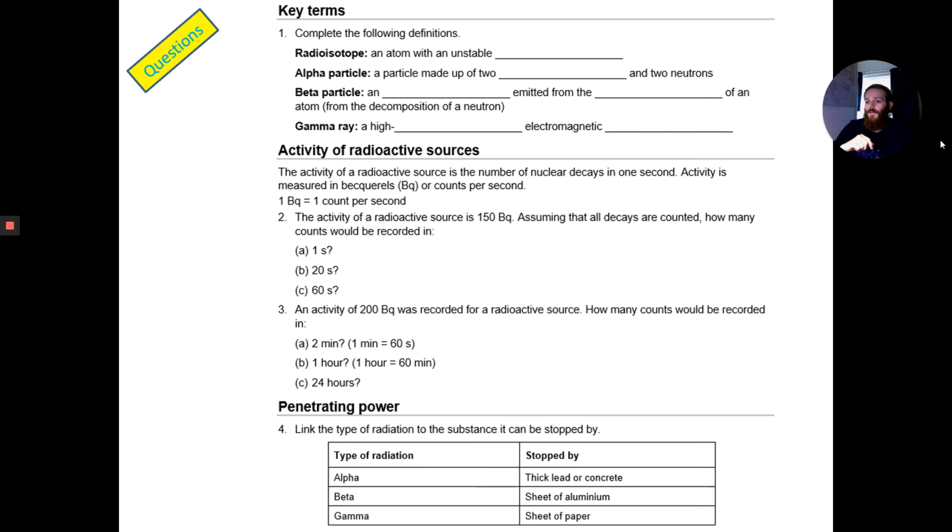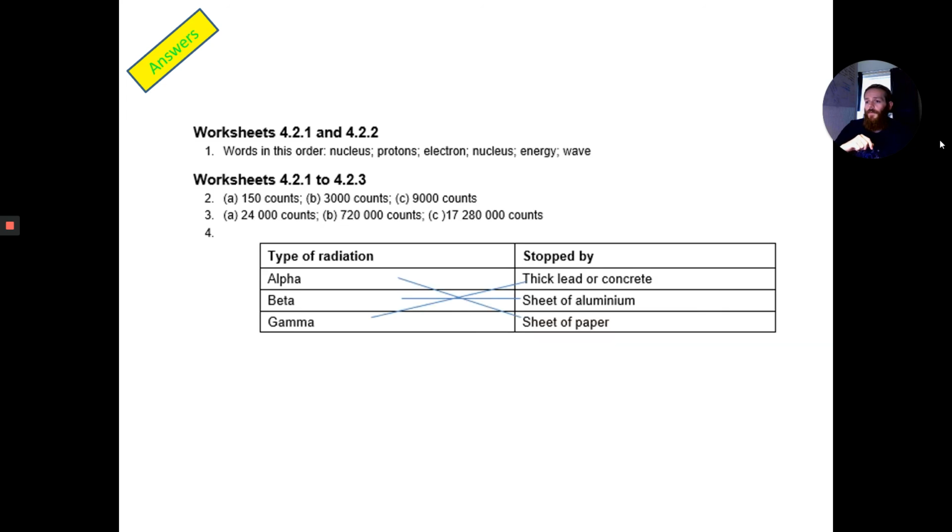Okay, answers coming up. There they are. So ignore the worksheets 4.2, all that stuff. Just go off it. Question 1, question 2, question 3, question 4. Okay, so there's your answers. I won't go through them with you because it's self-explanatory. I'm not expecting you to have a green pen either, but there you go.